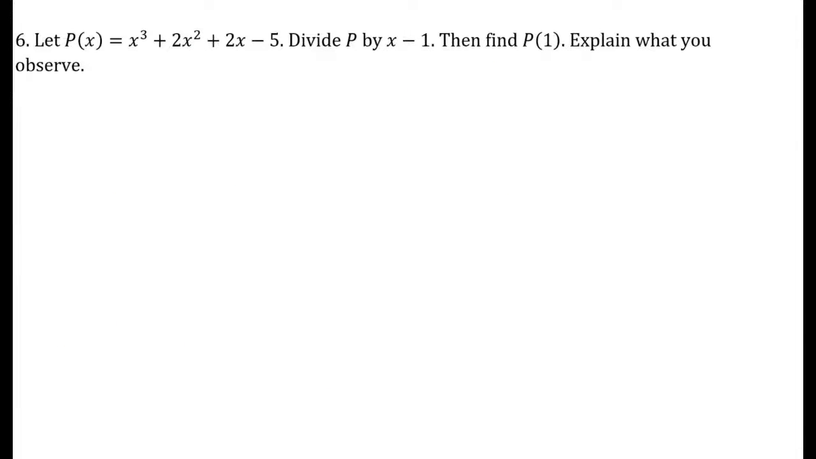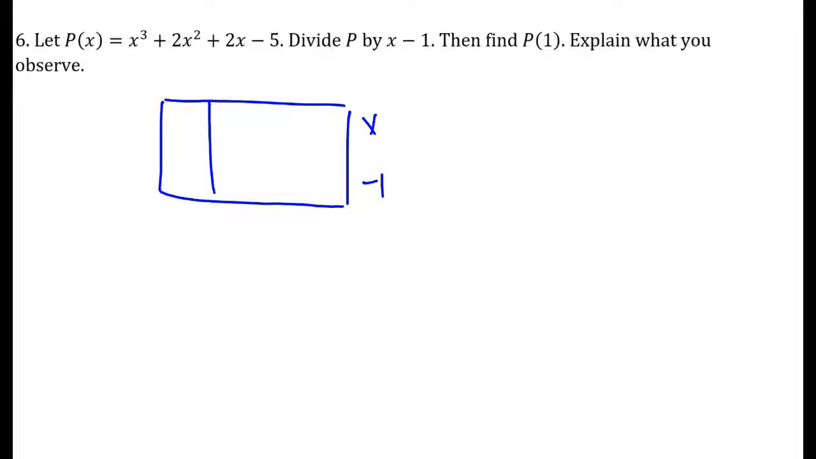Number 6, let p of x equal x cubed plus 2x squared plus 2x minus 5. Divide p by x minus 1. So let's do that first. Let's divide p by x minus 1. I'll do reverse tabular for you reverse tabular people out there. Cubic divided by a linear term is going to be quadratic, because x squared times x gives me x cubed. I know that has to be an x cubed. This needs to be a 2x squared. Then 2x and negative 5.